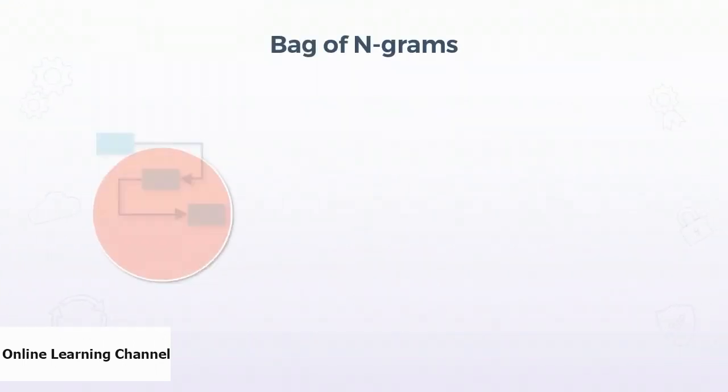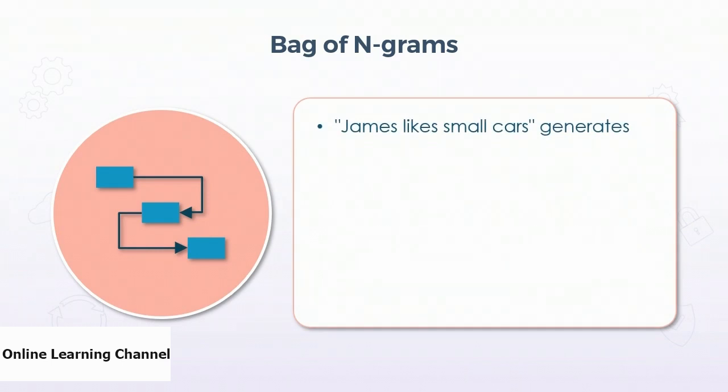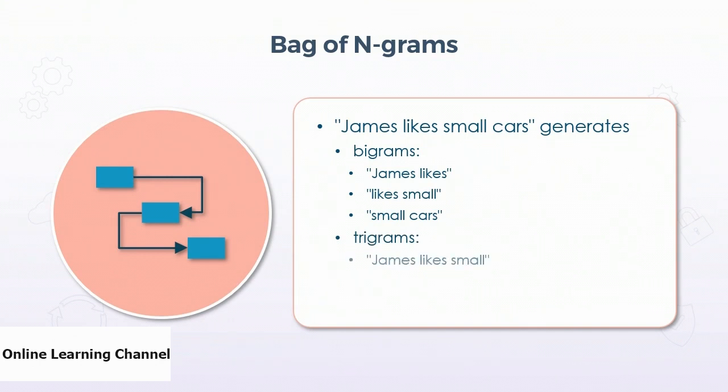Now let us understand the bag of n-gram technique by using an example. For example, the sentence, James likes small cars, will generate the following bigrams: James likes, likes small, and small cars. Whereas the same sentence will create the following trigrams: James likes small, and likes small cars.